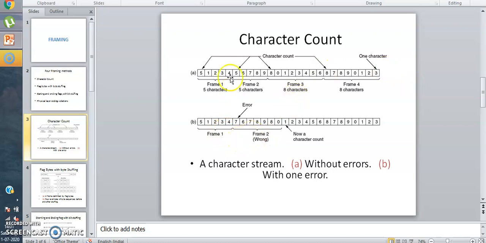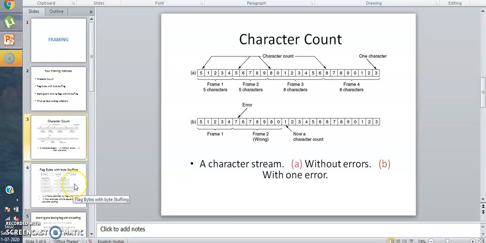Because here we are getting errors, and the frame 2 is changed. Frame 2 is wrong when compared to the A frame; if you consider this as the B frame, both are different. Here it has 5 characters, but in B the frame 2 should start with 5, and that 5 is changed to 7. That is the main reason the character count method is rarely used anymore.